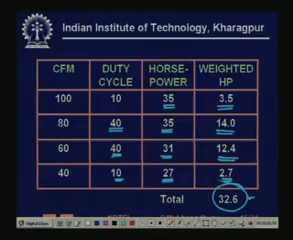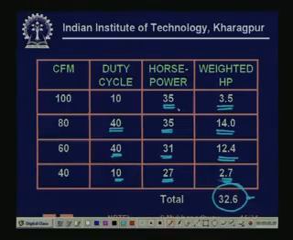Remember this figure. We will come back and see, if we had a variable speed drive for the same pump and the same load profile, what this figure would have been. So we have a 32.6 horsepower average requirement for the load and the pump, right. We would also like to see how these 35, 35 and 31 figures are located, because otherwise you may not believe me. So let us go back.